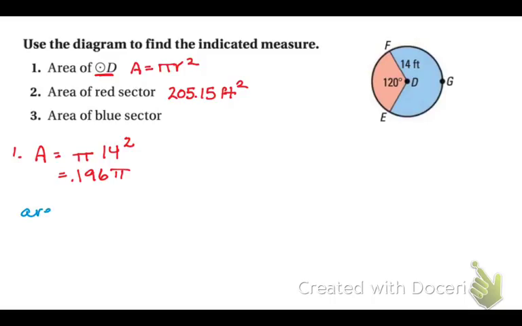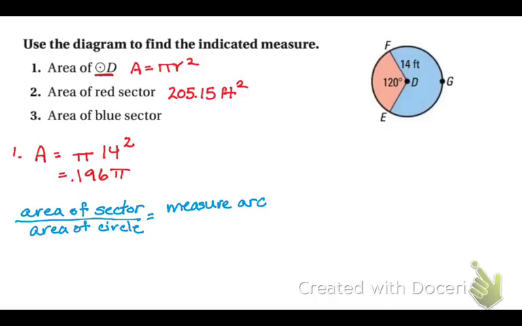So the area of the sector over the area of the entire circle is equal to the measure of the arc in question over the measure of the entire circle, the part over the whole. So the area of the sector is what we're looking for, so we don't know that yet.